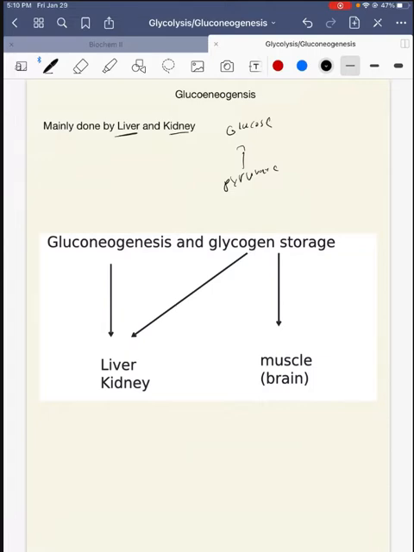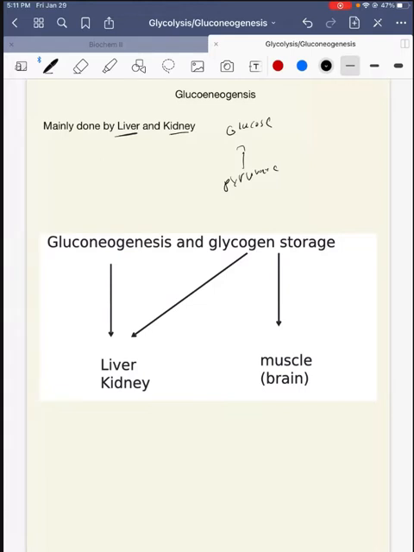Mainly the liver wants to run gluconeogenesis to generate more glucose if we have low blood glucose levels. So if we have low blood glucose levels, the liver will try to increase our blood glucose levels. So it will run gluconeogenesis and it will inhibit glycolysis to help regulate blood glucose levels.